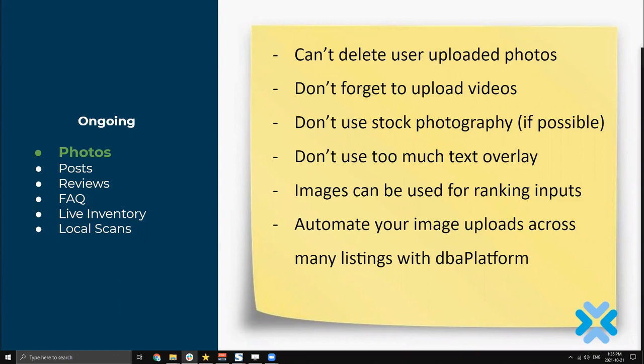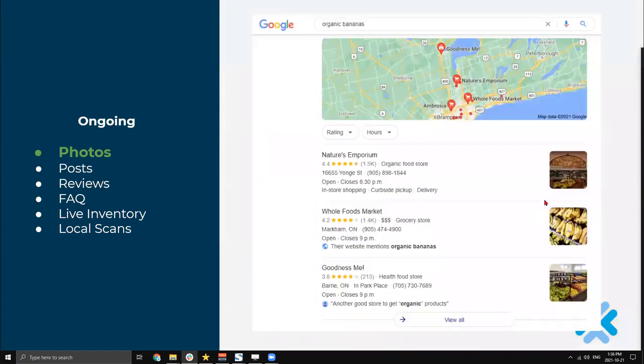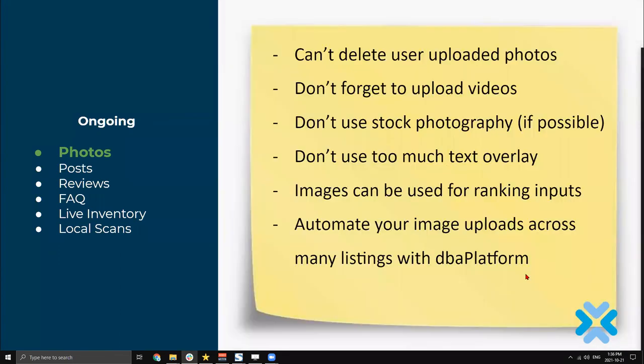And don't use too much text. Google has certain filters, and I can't go through all the details for the images, but Google likes to see certain things. In that slide above, you'll see all the things that Google likes to see and what it doesn't like to see. And images can be used for ranking inputs, like I showed you with the bananas.